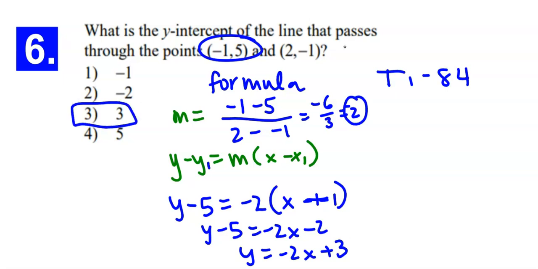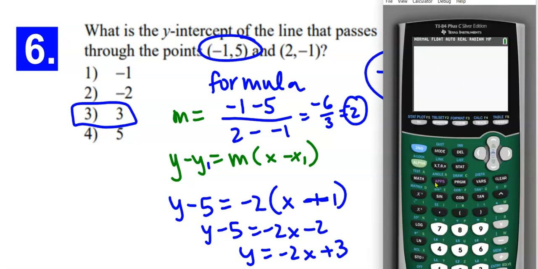Now let's take a look at how we could have done this on the TI-84. When you open the TI-84 and you click the Stat button, you can edit your list of data. For us, we have 2 points. -1, 5, that's my first point, and my second point is 2, -1.